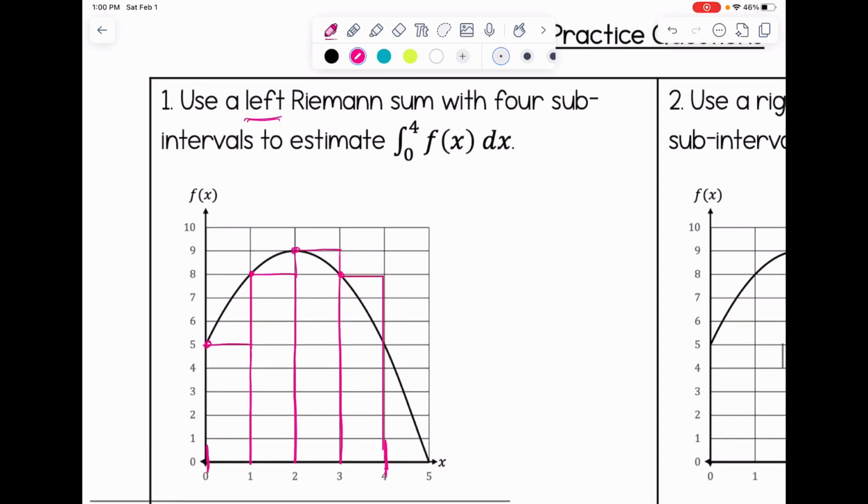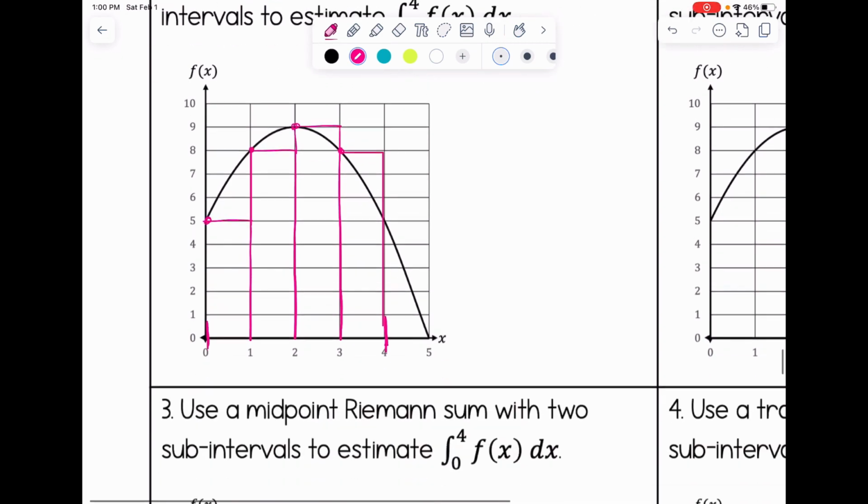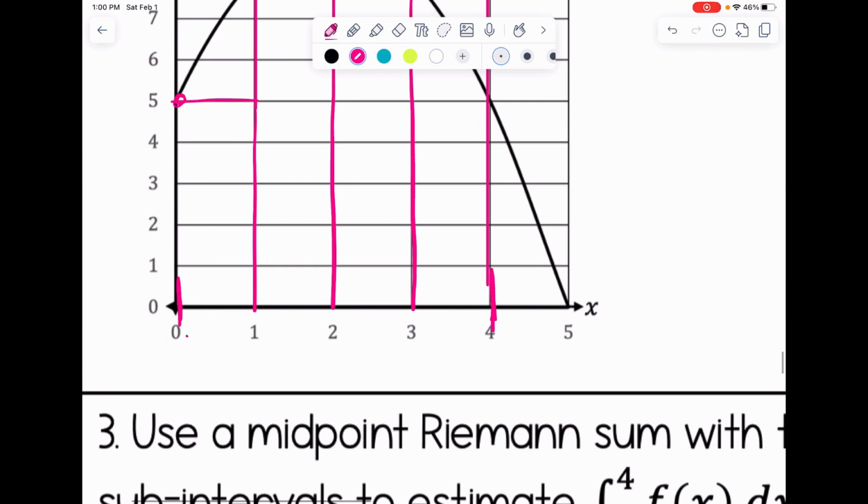This problem asks us to have 4 subintervals. So if we're going from 0 to 4, that's how we can split it evenly so that we have 4 little sections. So from 0 to 1, 1 to 2, 2 to 3, and then 3 to 4.